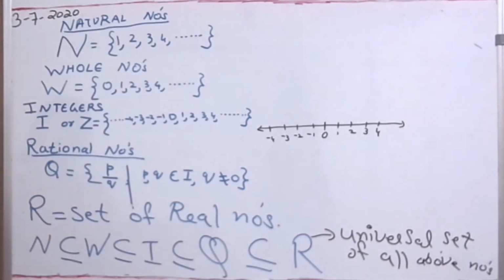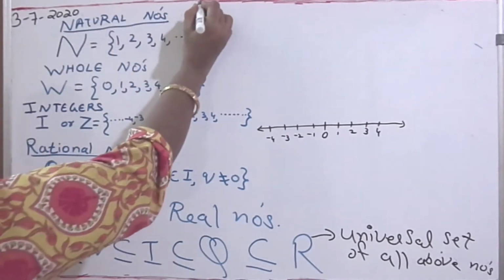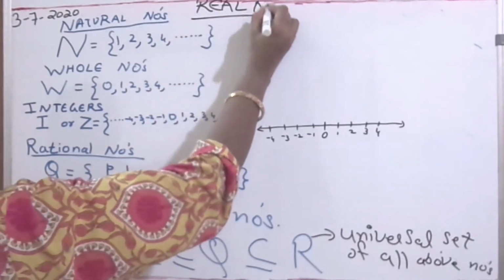Have you understood this? Okay, so real number is the universal set because all other sets are subsets of it. Please write this down in your notebook. Today we are going to study about this special system, that is the real number, the universal set. So I am going to write the topic, real numbers.